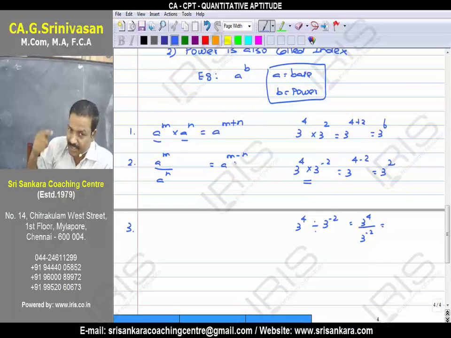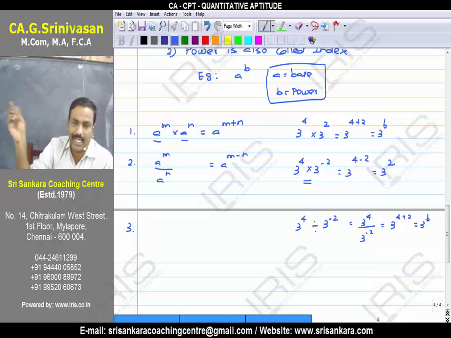So for the denominator n, we have to change the sign. Here 3 power 4, denominator minus 2 is there, so let us write plus 2. It's going to be 3 power 6. So when I say addition, powers should be added directly. Whether plus symbol is there or minus symbol is there, directly you have to write the numbers.